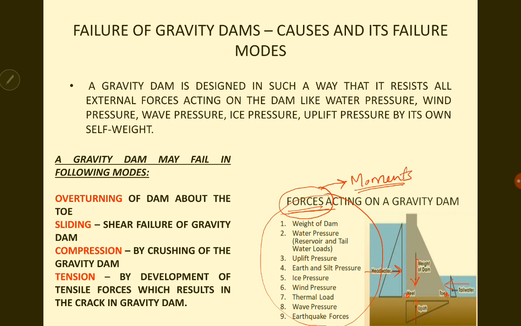Okay. The dominance of the force will decide due to what mode the failure will happen. So, the failure can happen either by overturning, or by sliding, or by compression, or by tension. Which type of failure will occur will be decided by the most dominant force and the moment because of that force. Now, we will be seeing which force causes which kind of failure.